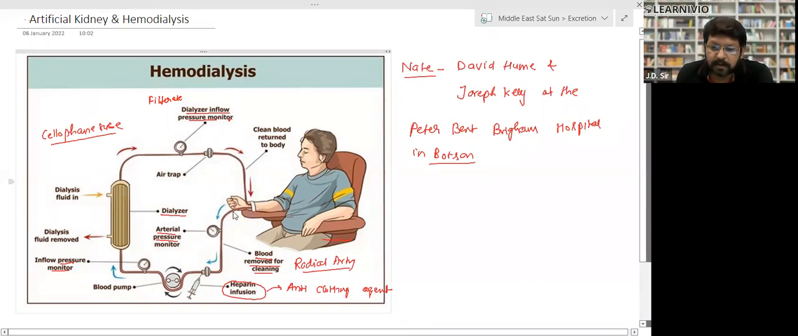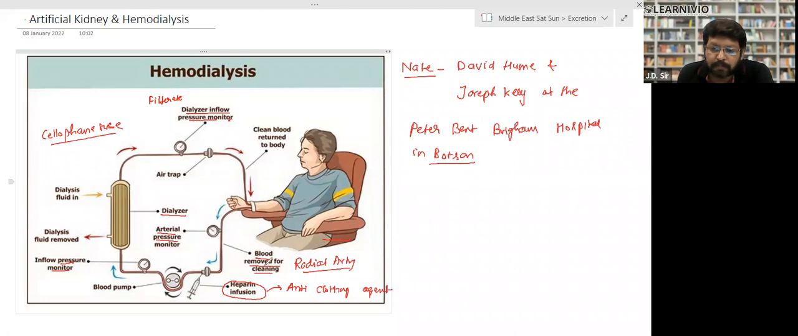What happens? This is the equipment used for hemodialysis. Look, this is the person. Blood is taken out from the radial artery. There is a pipeline, a tube. So blood is removed from the radial artery. When blood comes out, we put in an injection, that is heparin injection. Heparin is an anti-clotting agent, meaning it does not allow blood to clot.